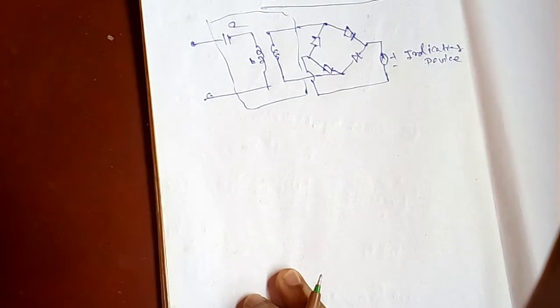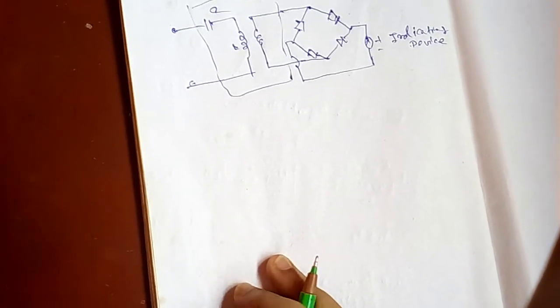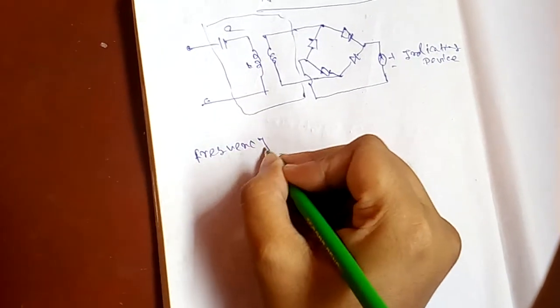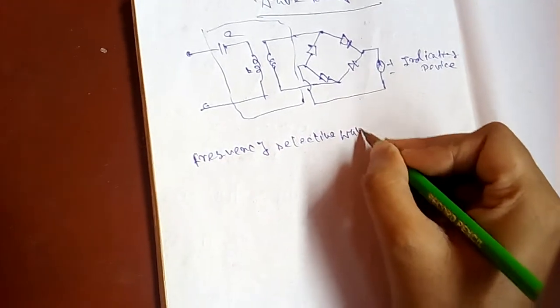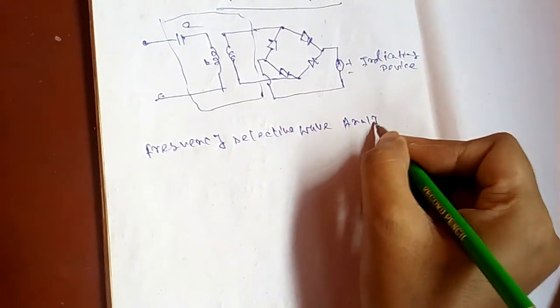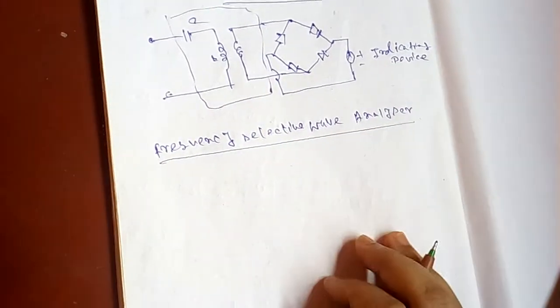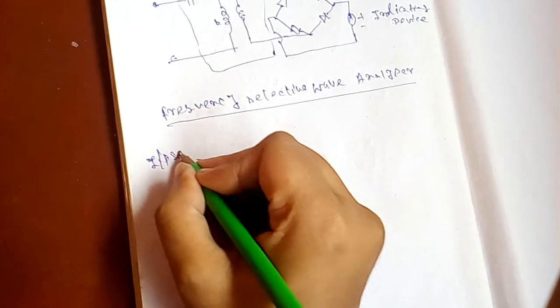If we draw the basic wave analyzer, there are two types of wave analyzer according to the frequency range. The first one is the frequency selective wave analyzer, and the second one is the heterodyne wave analyzer. So the first one is the frequency selective wave analyzer. In it we see the basic components; first we draw the basic diagram.